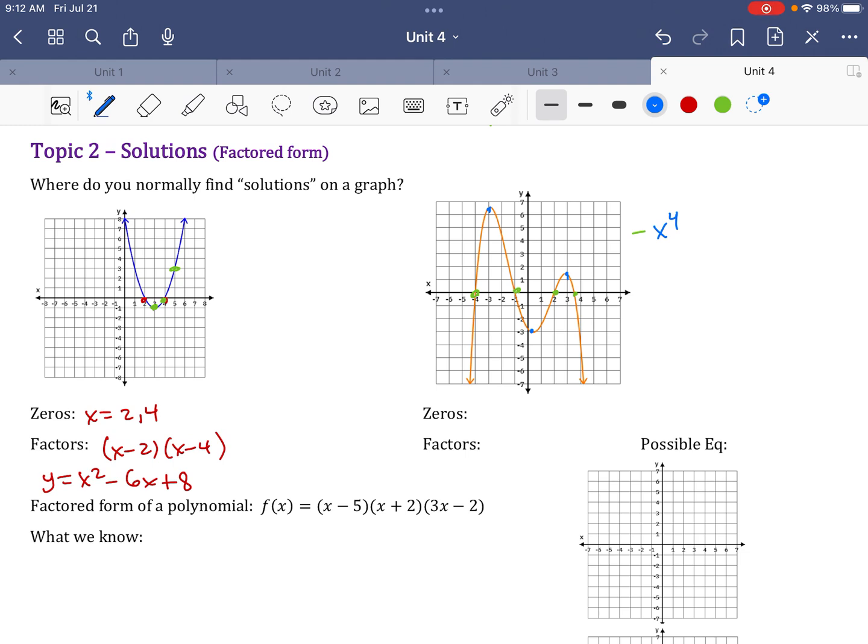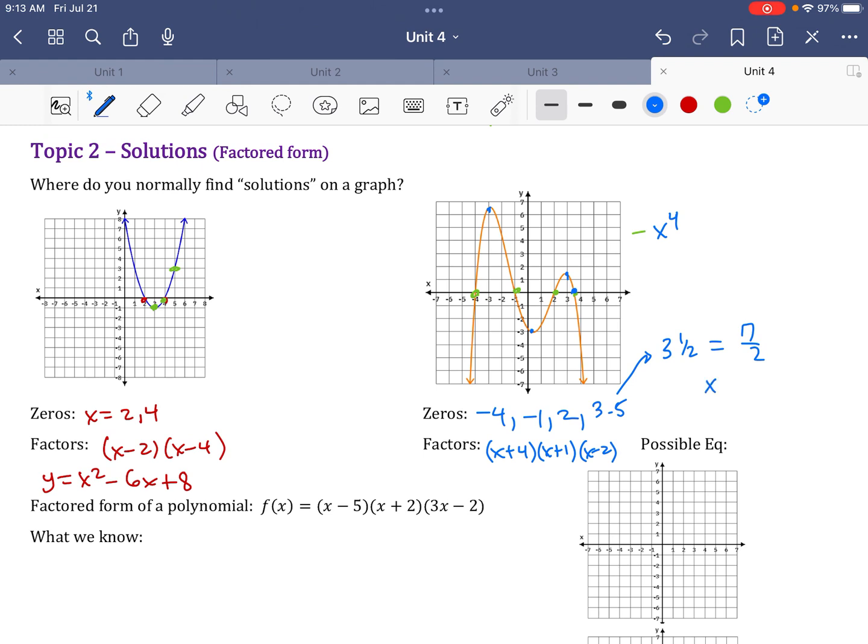All right, so let's see. My zeros: I got negative 4, I got negative 1, I got 2, and I have this one right here, that's 3.5. But I need that in a different form. I have to change that to an improper fraction. So 3 times 2 is 6, 6 plus 1 is 7, so 7 over 2, because I'm going to need that for my factor. So negative 4 turns into x plus 4, negative 1 is x plus 1, 2 is x minus 2.